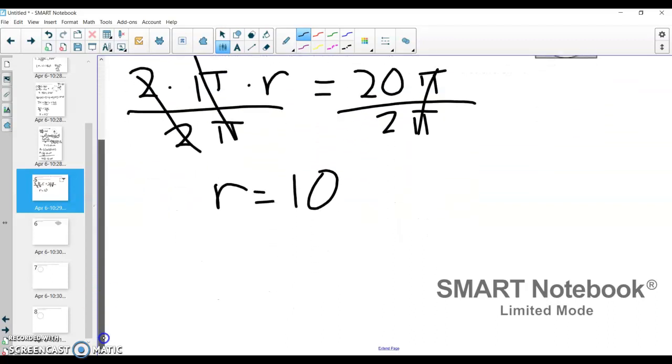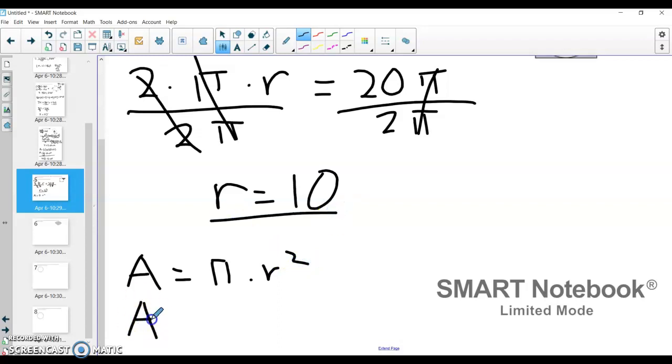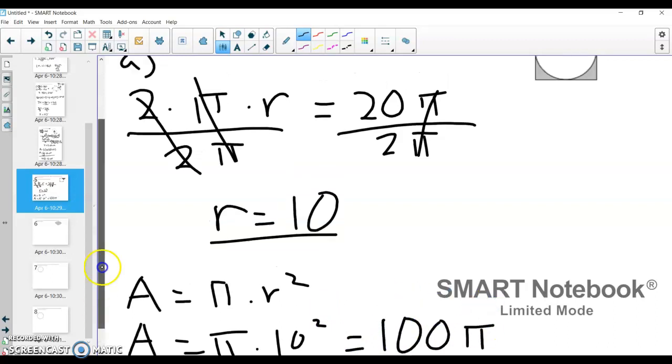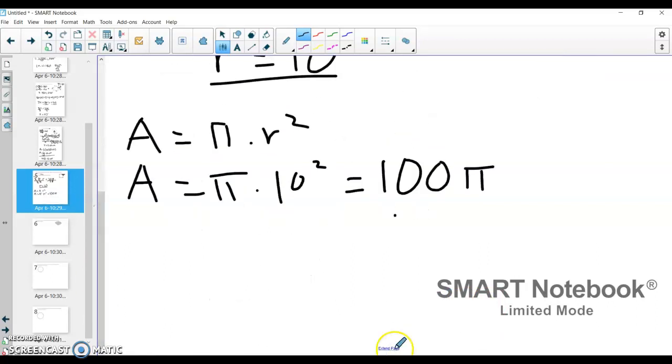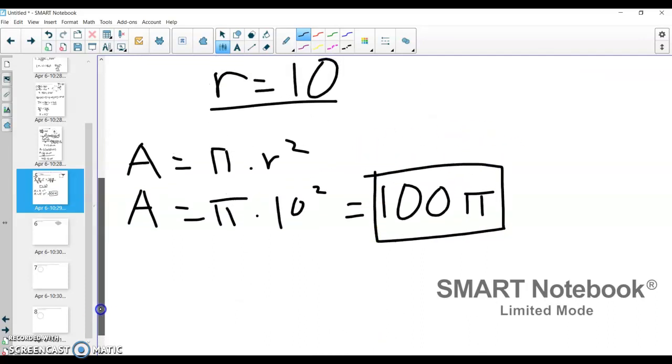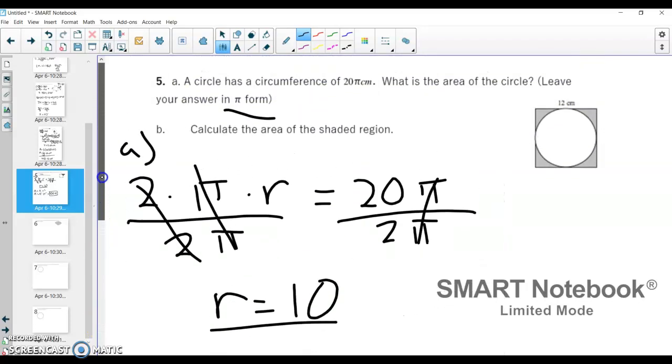And now if we want to find area of this circle in part A, area is always equal to pi times the radius squared. And I can plug in my radius because I just found out it was 10. And so area equals pi times 10 squared, which gives me an answer of 100 pi. And when it says leave it in pi form, this is what they mean. They want it to be left as 100 pi and not some decimal. All right, and then that's just your answer for part A.